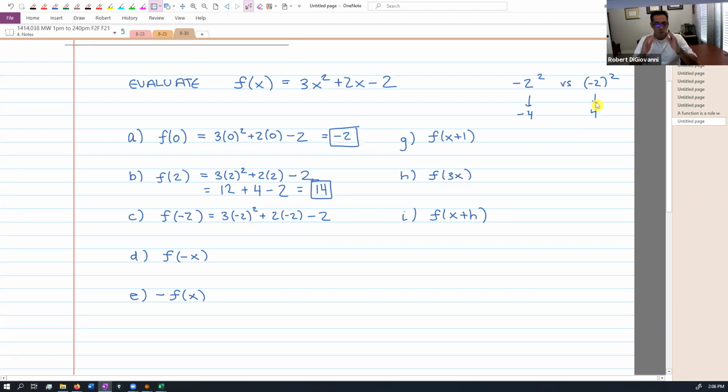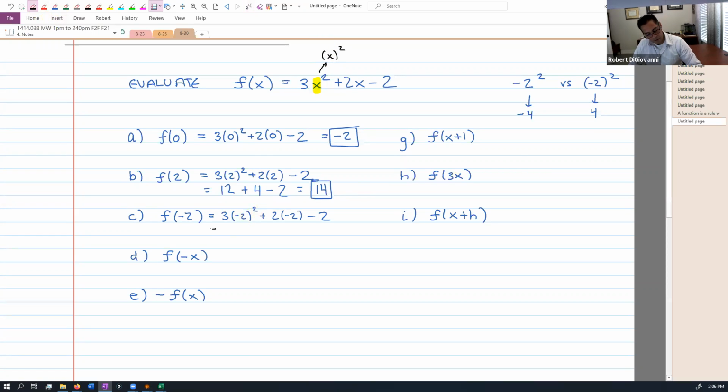And this is going to go on for the rest of your life doing algebra: whenever you have something like x squared, please always think of this as (x) squared. This x is always in parentheses. So if you're plugging -2 in, it's got to be the -2 in parentheses squared.